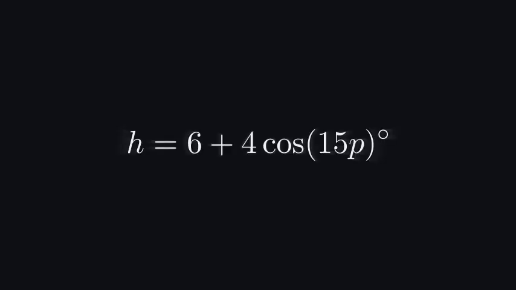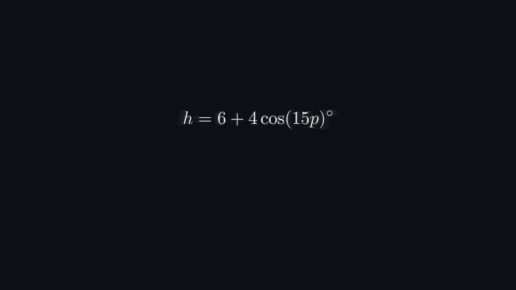For part 2, we are told that h equals 9 meters. This time, we substitute h equals 9 and solve for p. Now the equation becomes 9 equals 6 plus 4 cos of 15p degrees. h equals 6 plus 4 cos of 15p degrees. h equals 9. 9 equals 6 plus 4 cos of 15p degrees.